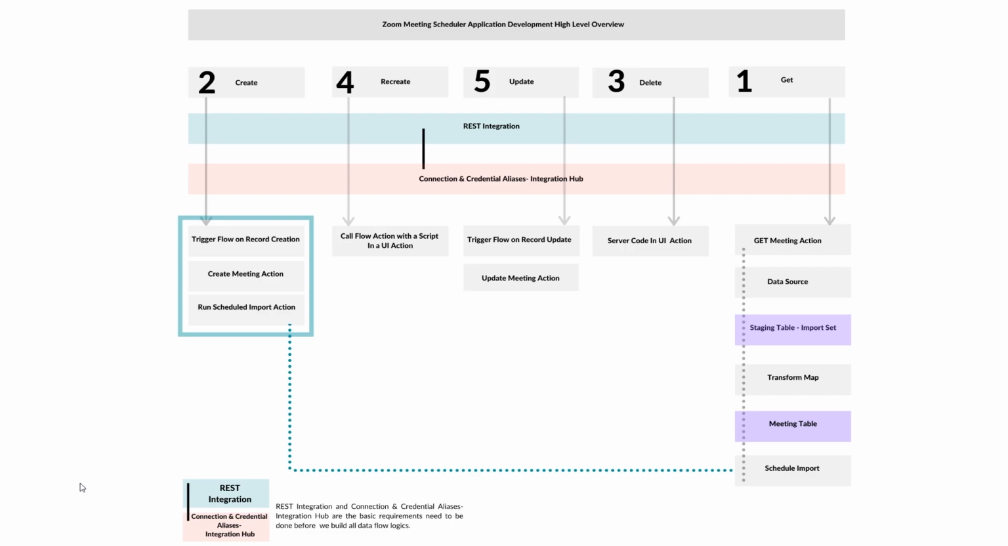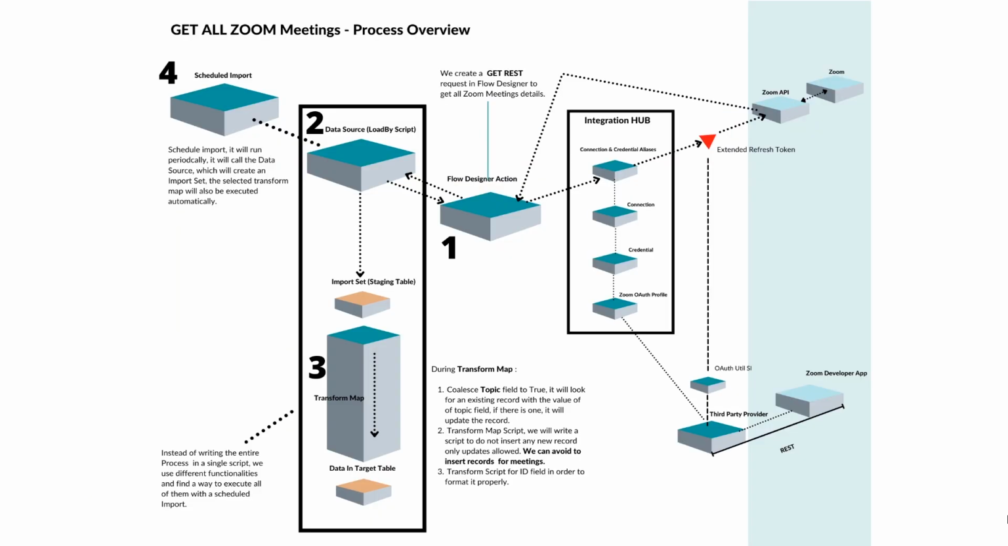Okay, so let's now see in detail how we get all Zoom meetings. The first thing that we are going to do is create a REST action, which is going to send a request to the Zoom API and get a response, and our response will contain all our Zoom meetings. This is quite easy and fast to do, so you will have a part of the video just after where you can see how quickly we can create this.